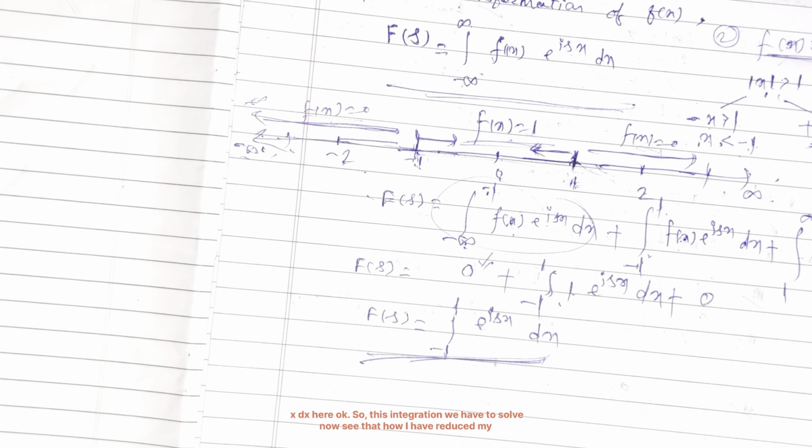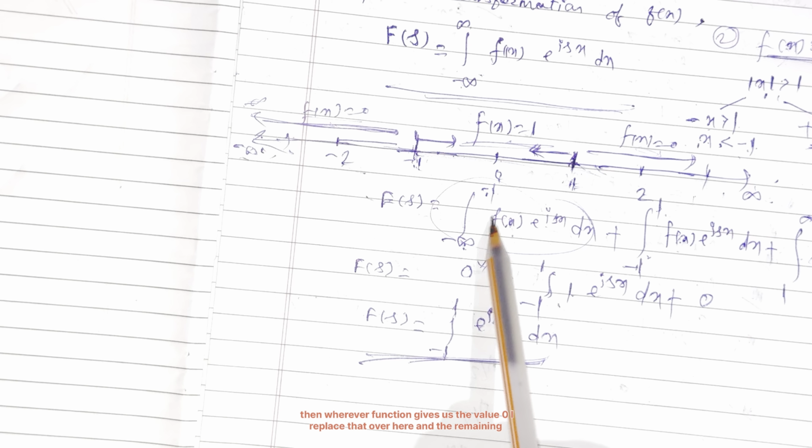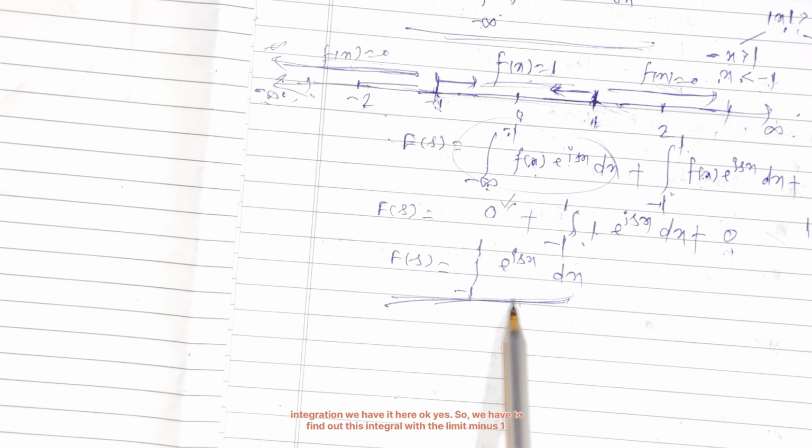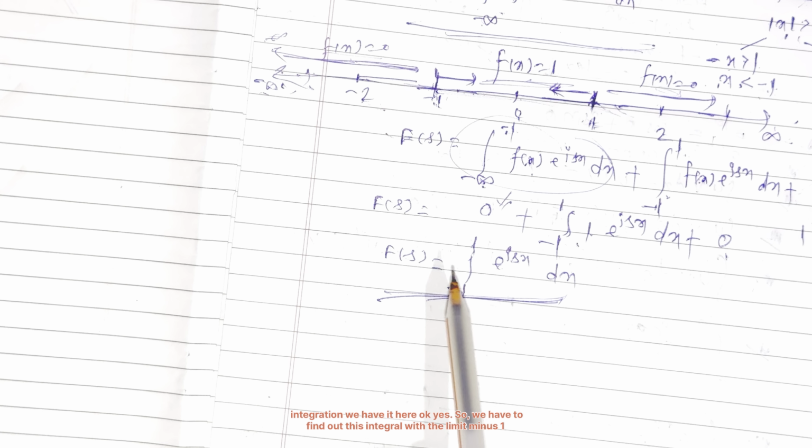Now see how I have reduced my integral. I just converted it into three different intervals. Wherever the function gives us the value 0, I replace that with 0, and the remaining integration is here. So we have to find this integral with the limit minus 1 to 1. Let's go for finding F of s.